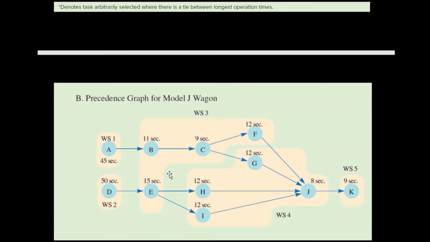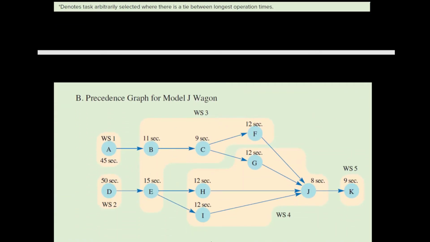Now once we do this, if you put it as the workstations here: first workstation A, second workstation D, third workstation B, E, C, F, fourth workstation G, H, I, J, and the fifth workstation is K, 9 seconds.